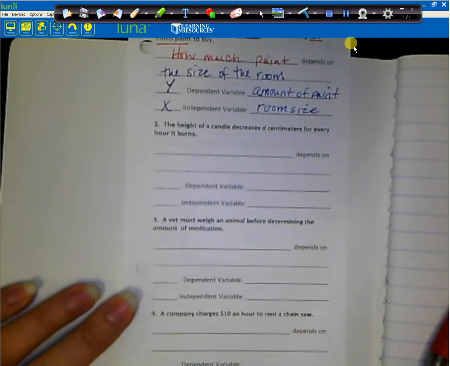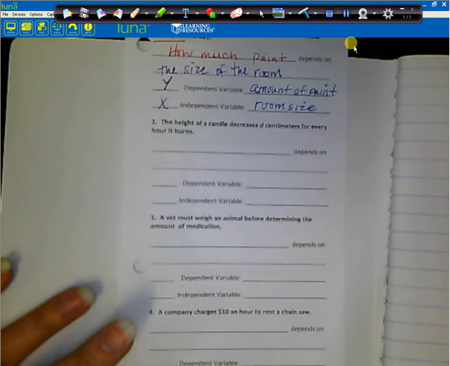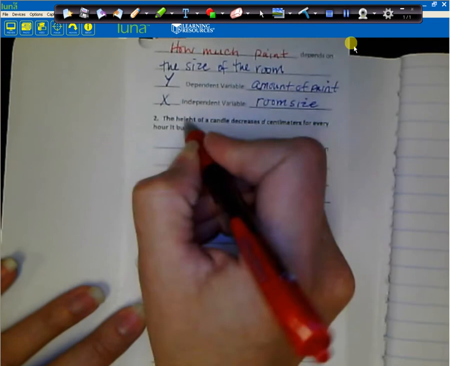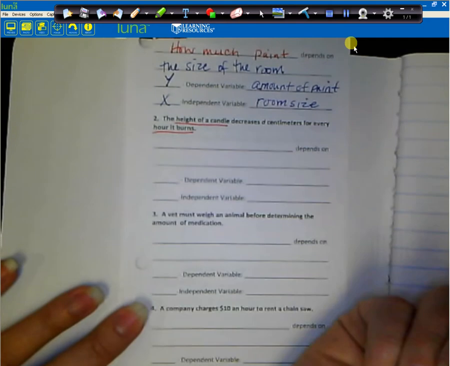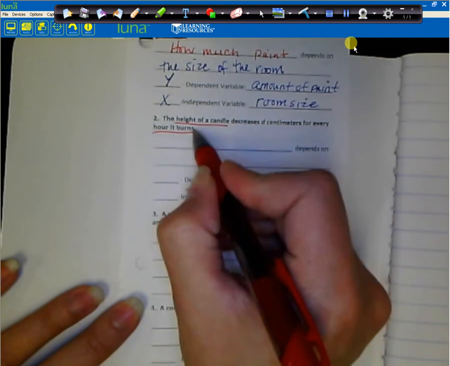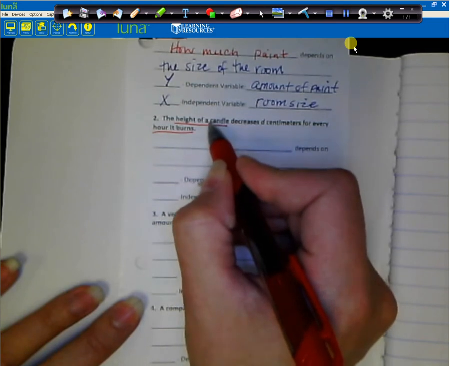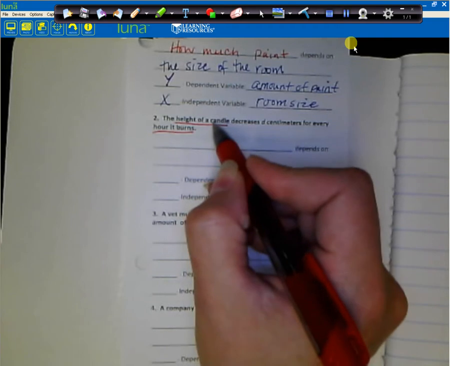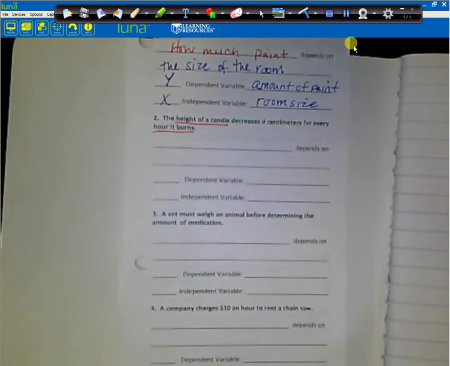The next scenario says the height of a candle decreases D centimeters, that's a D, D centimeters for every hour it burns. So my two unknowns in this situation are the height of the candle and the hours it burns. Does the height of the candle depend on how many hours it burns, or do the hours it burns depend upon the height? The height of the candle depends upon how many hours it's been burning.